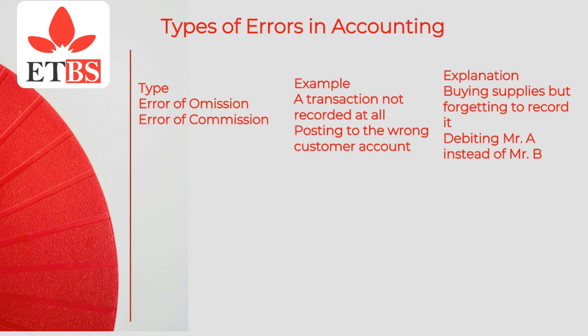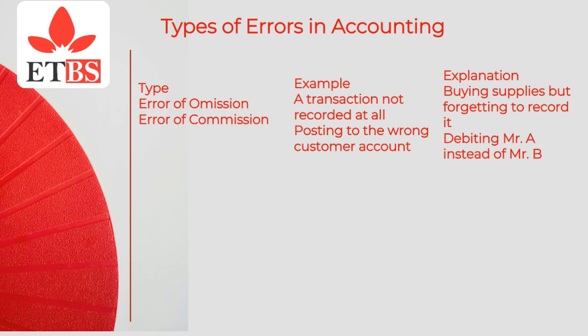4. Compensating error. Two unrelated errors cancel each other, such as overstated revenue and overstated expense. 5. Error of original entry. Wrong figure recorded in journal, such as writing 850 Naira instead of 580 Naira on both sides.